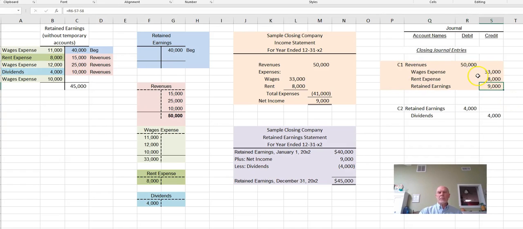So notice what happens when I post this entry. The $50,000 debit goes to revenues, and so that closes that out. And then the wages expense is credited for $33,000. That goes back to zero. The rent expense is credited for $8,000. That goes back to zero. And then the $9,000 plug, which is the difference between the two, is going to be credited to retained earnings. And remember, that's our net income.